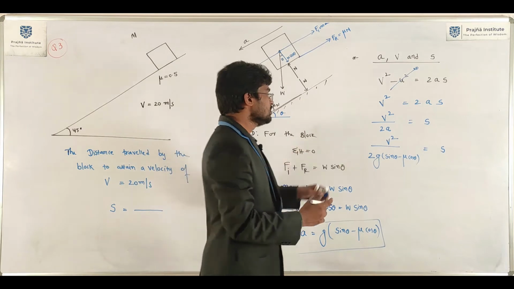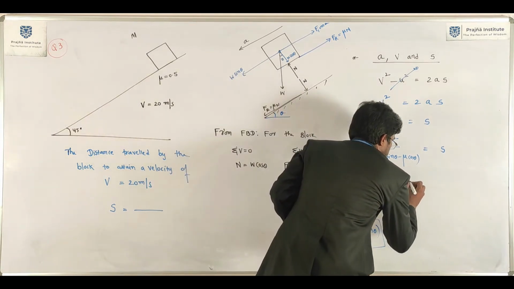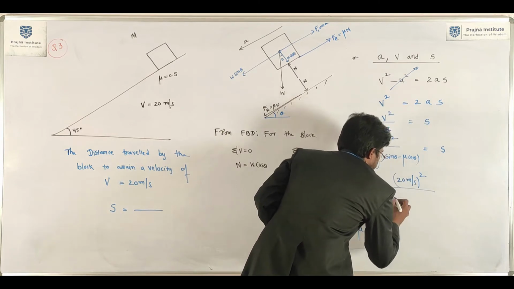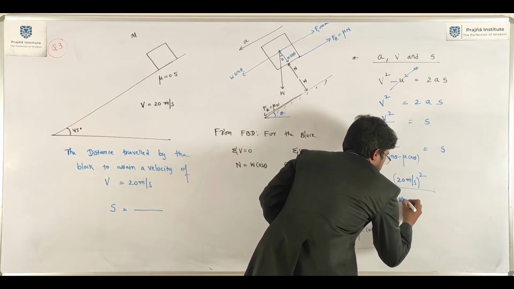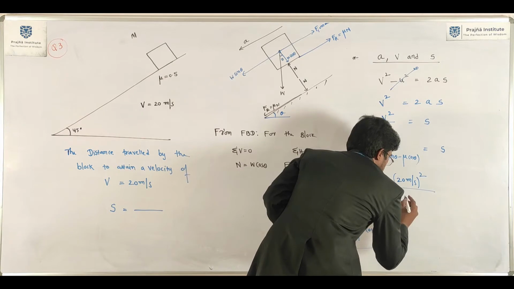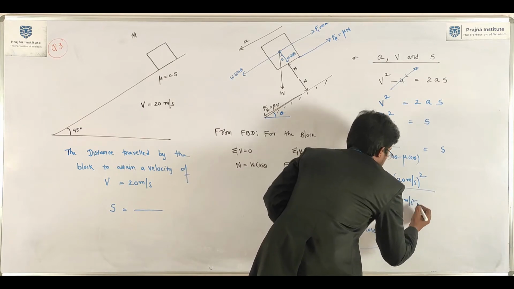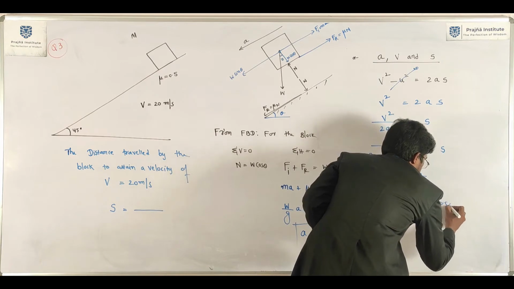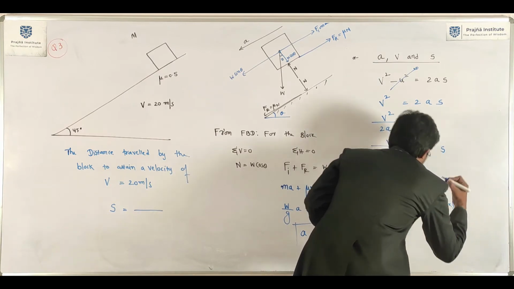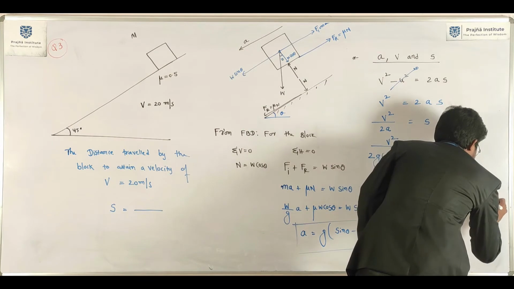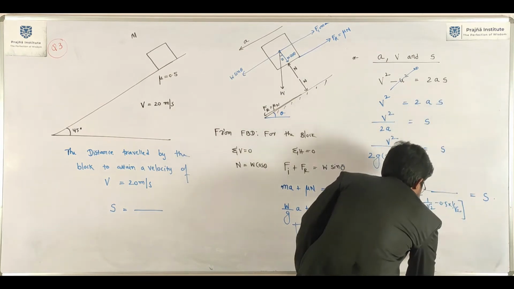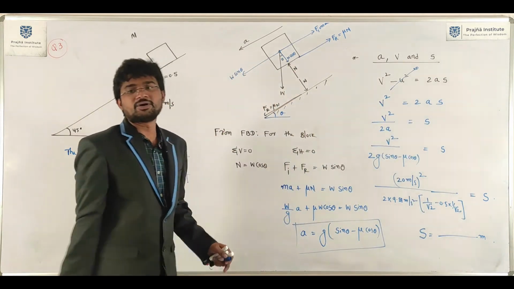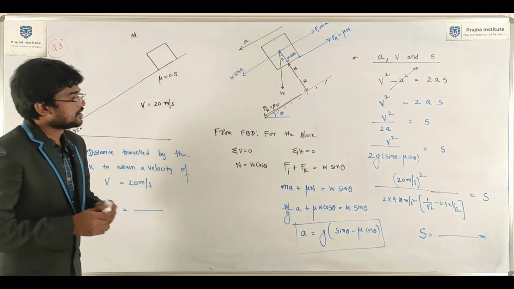Just substitute v equals 20 meter per second, whole squared, by 2 into 9.81 meter per second squared into sin 45, 1 by root 2, minus 0.5 into 1 by root 2. Finally, we'll get the distance traveled. What is s equal to, in meters? Tell me, what is the answer? How much are you getting?